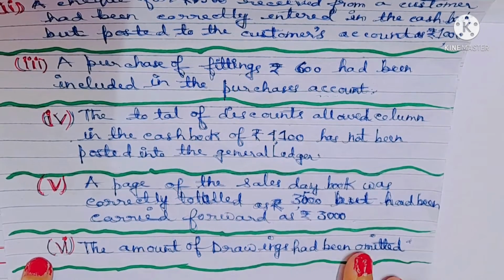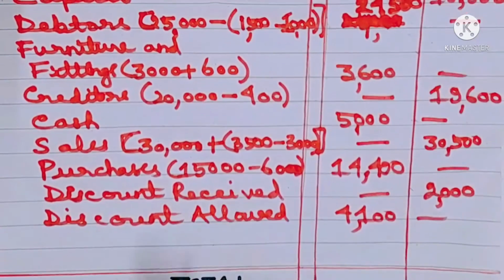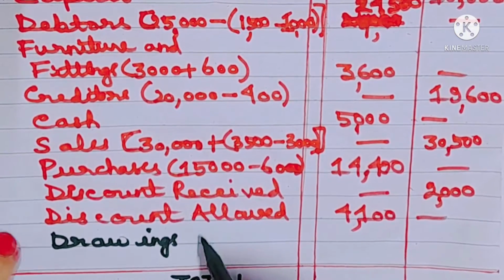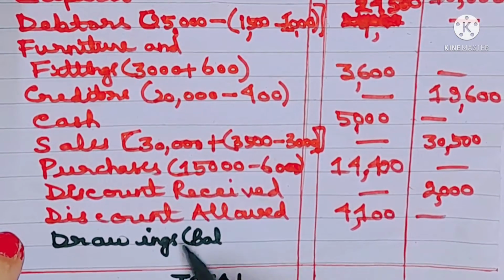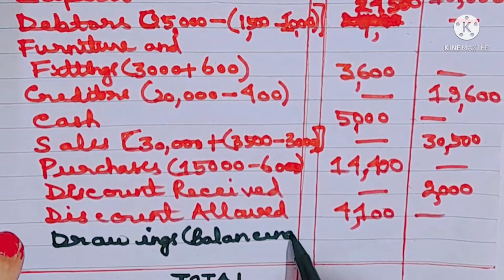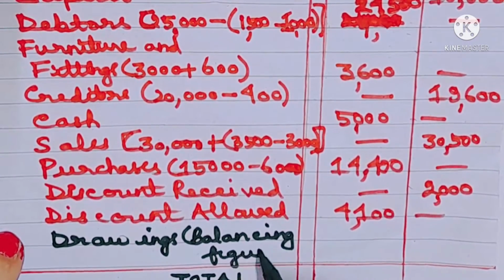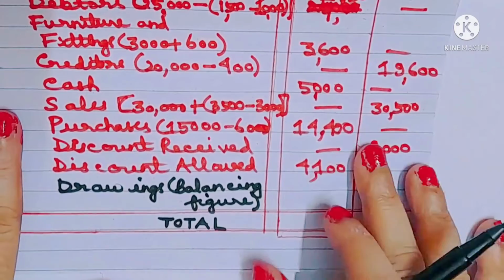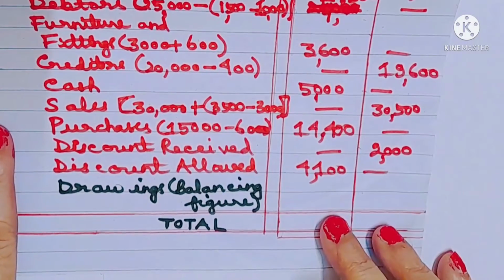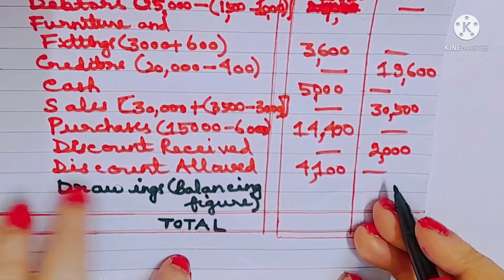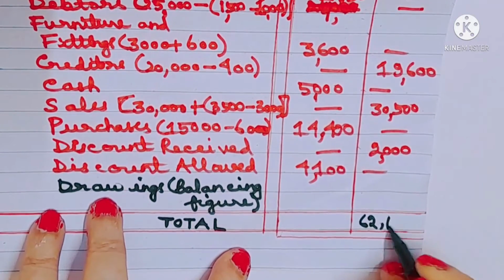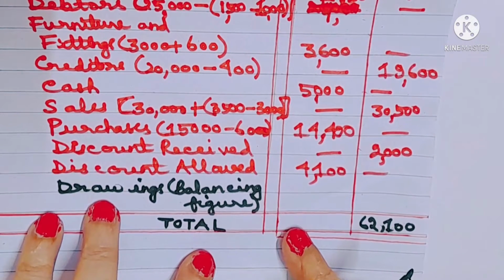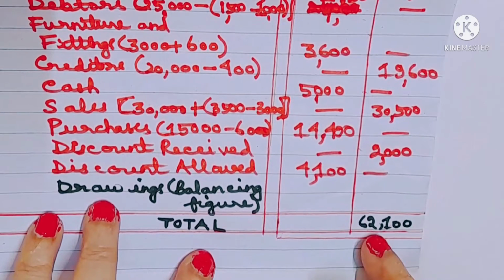Common sense. Okay. So let's record drawings. Drawings will be the balancing figure, or BAL fig. So now let's calculate the total of debit column and the total of credit column. The total of credit column is 62,100 and the total of debit column is 51,600. That means the total of credit column is greater than the total of debit column.